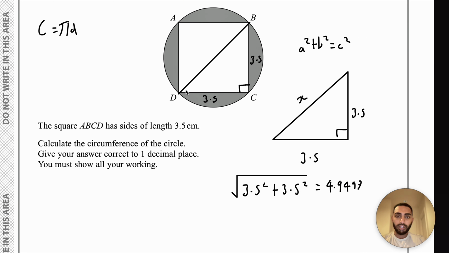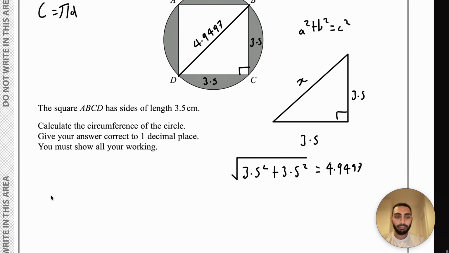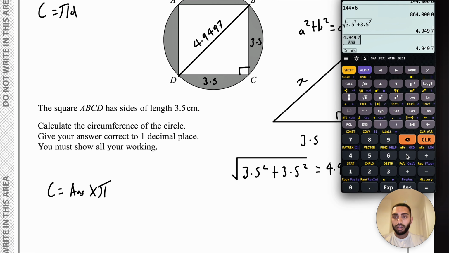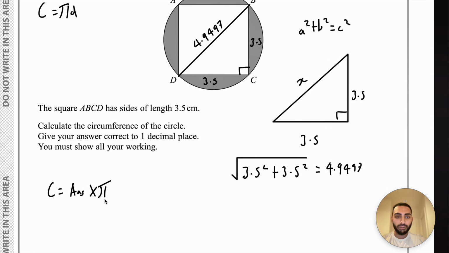So that length over here, the diameter of that circle, is 4.9497. And I know circumference is pi times by diameter, so I just need to multiply this length by pi. So my circumference is my previous answer multiplied by pi. So use your previous answer and times by pi, which is equal to 15.5501.